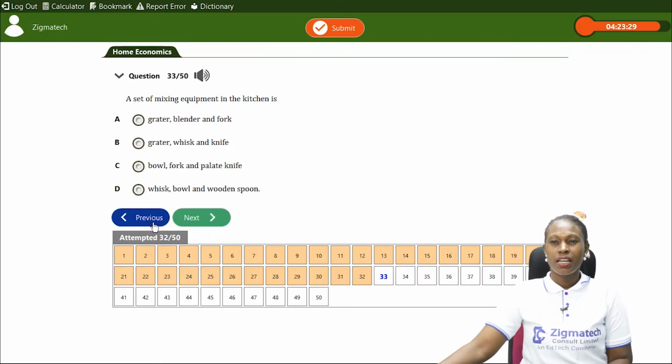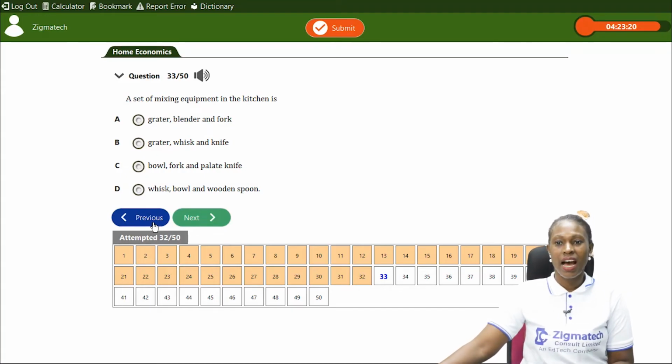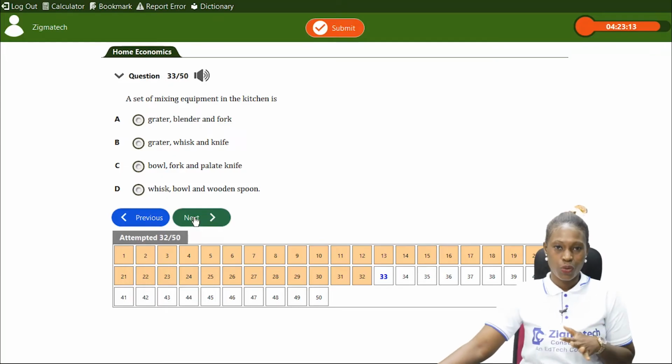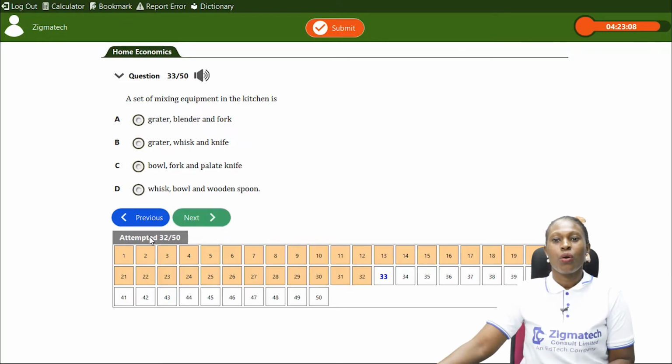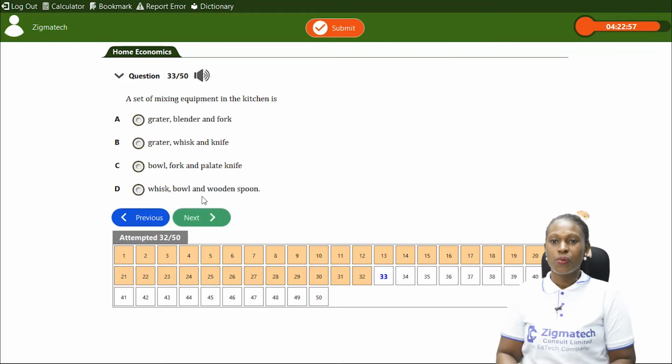A set of mixing equipment in the kitchen is: grater, blender and fork; grater, whisk and knife; bowl, fork and palette knife; whisk, bowl and wooden spoon. Now, mixing equipment, that's all we're asked to identify. Whisk is a mixing equipment, utensil, okay? Bowl and wooden spoon, we all use these to mix. So it's very important that you take note.